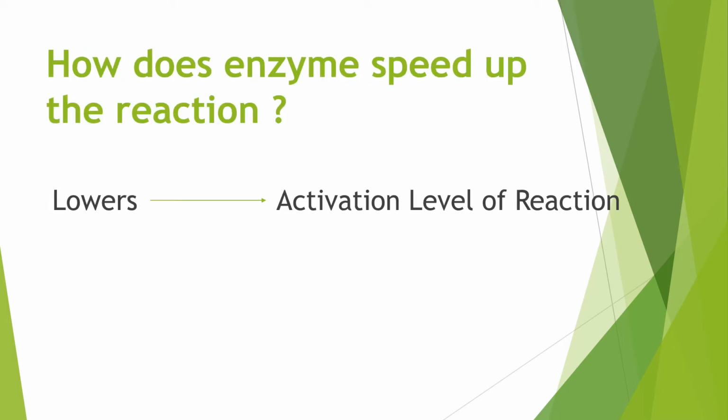How do enzymes speed up the reaction? Enzymes speed up the reaction by lowering the activation level of the reaction. And if we say activation level, it refers to the amount of energy that is needed in order for the reaction to occur.